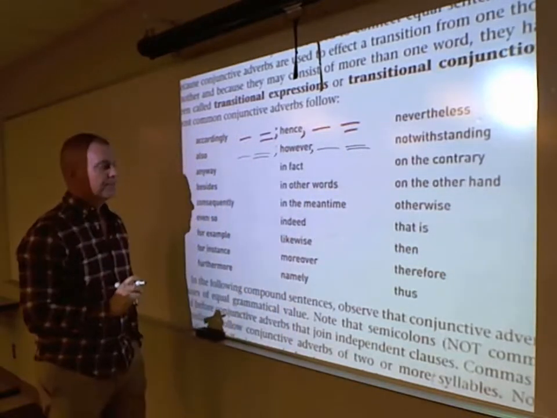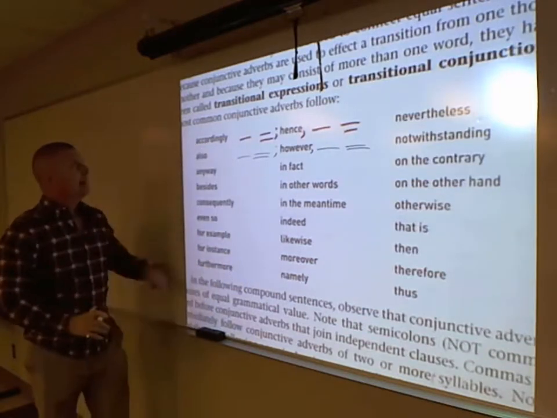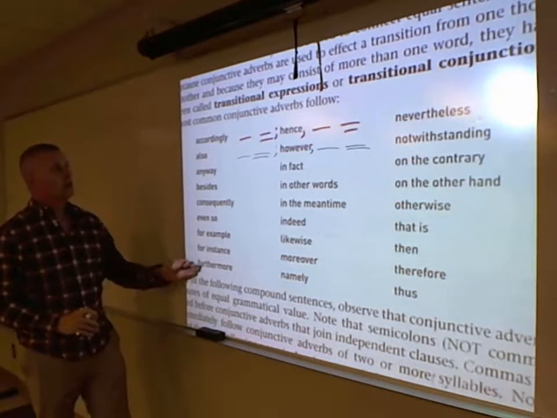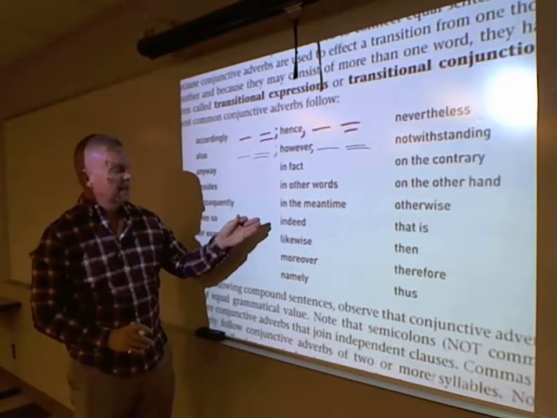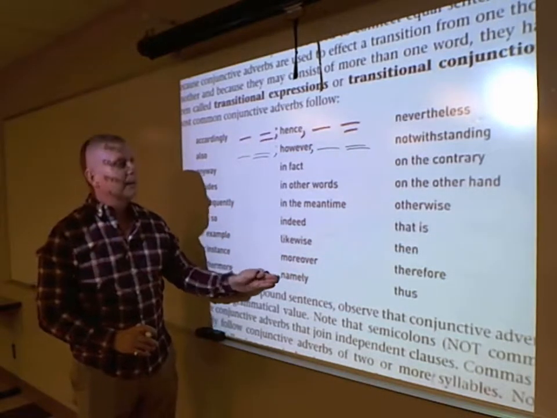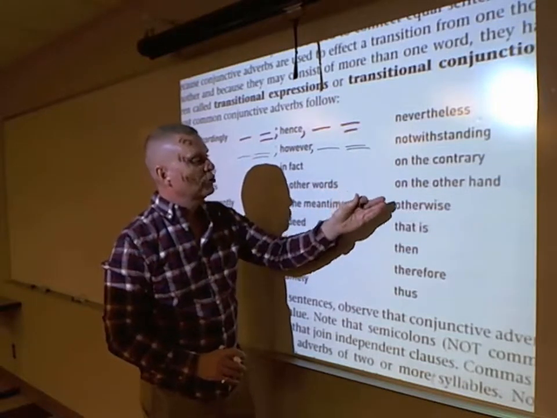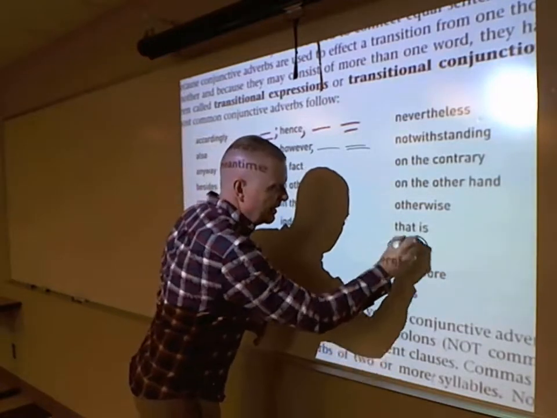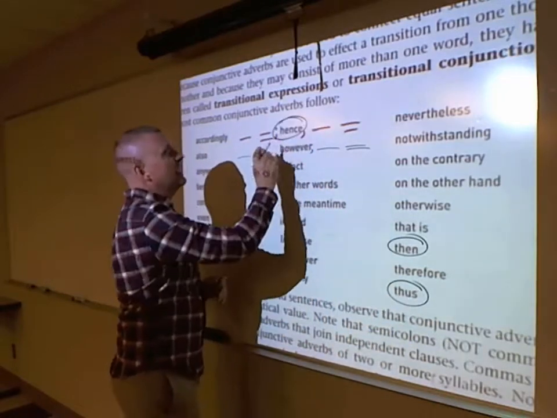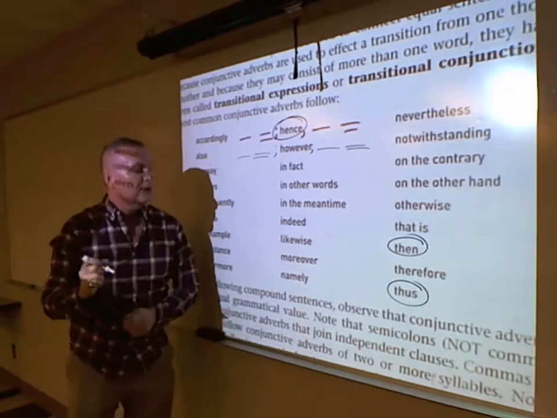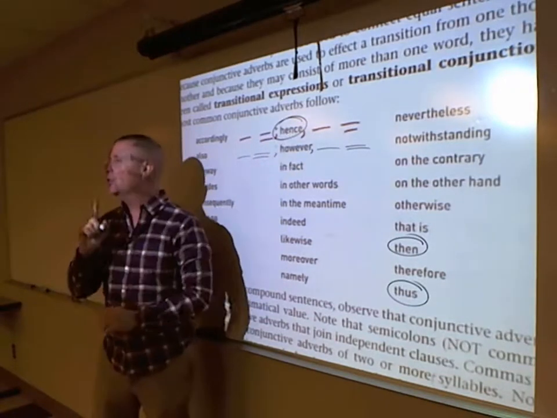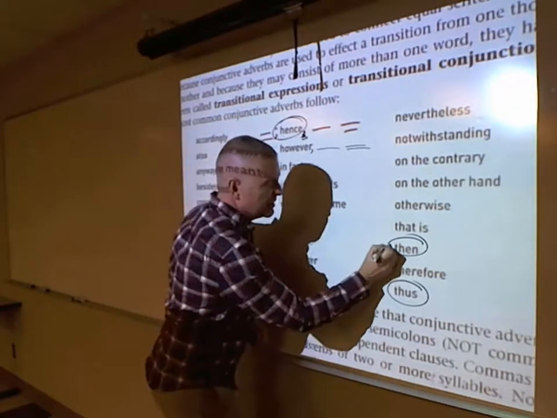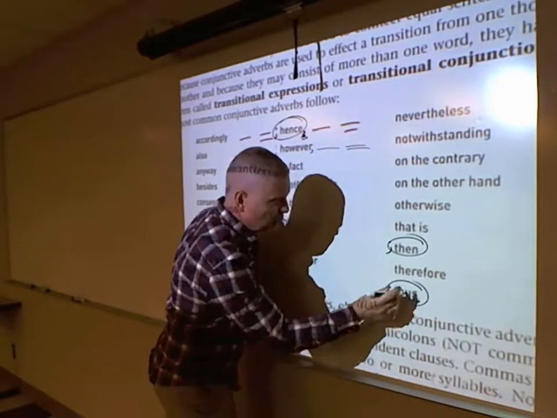Also, anyway, besides, consequently, even so, for example, for instance, furthermore, however, in fact, in other words, in the meantime, indeed, likewise, moreover, namely, nevertheless, notwithstanding, on the contrary, on the other hand, otherwise, that is, therefore, and, oops, I'm sorry, the words then, thus, and hence are different. Whenever you have a conjunctive adverb that has only one syllable, all that's necessary is the semicolon, not the comma. So put a semicolon before this one, and a semicolon before this one, not a comma to separate it when it's used to divide two independent clauses.